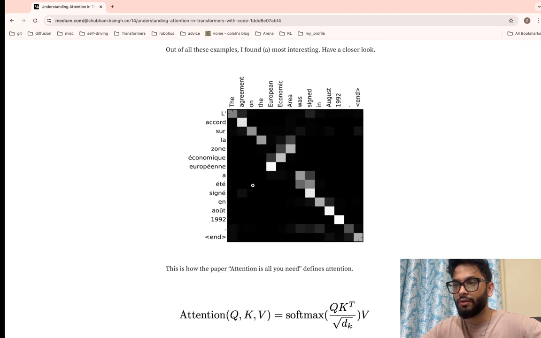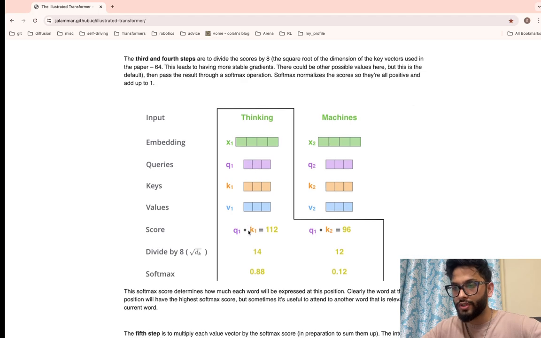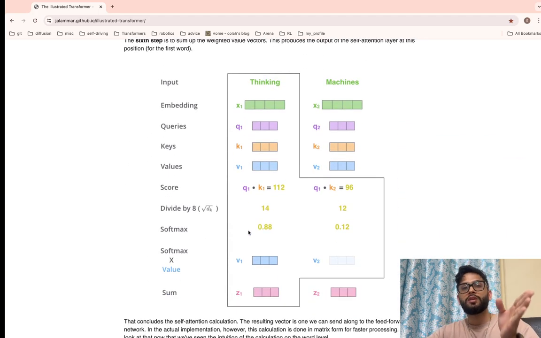Once we have these scores, we'll just convert the scores into probabilities by softmax. The higher the score, the stronger the relationship. This is just a mathematical thing: we divided by 8 to introduce numerical stability. Just leave it for now. Softmax will convert these scores into probabilities, and then we'll use these probabilities as weights.